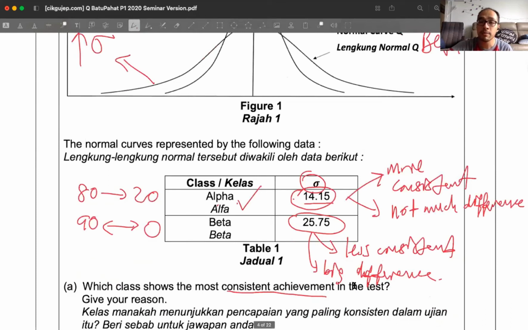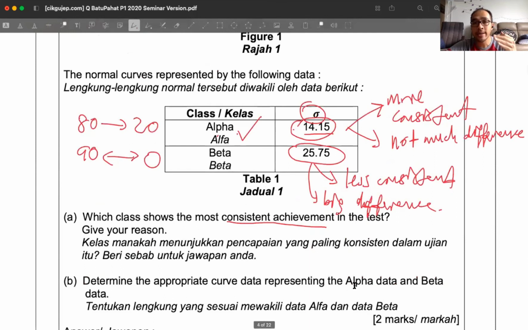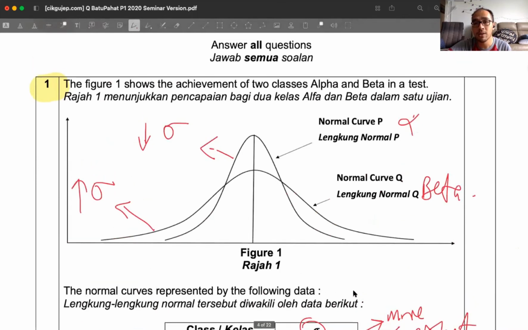Okay, so this is like a factual question. If you think about it, there's no working. It just requires us to understand what the standard deviation means. Which is actually in your textbook, in your Form 4 textbook, and this gets asked. It's just that we are always so concerned about how to calculate the standard deviation, that we don't understand what the standard deviation actually means.